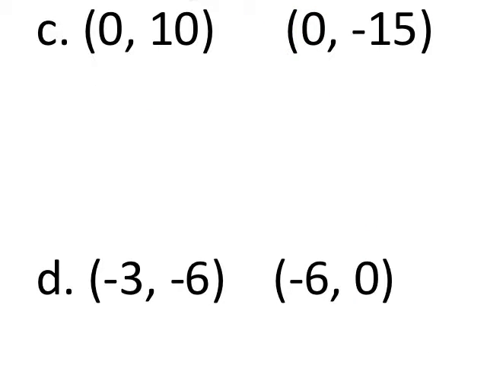Alright, on C we can see once again the x values are repeating. You can find the slope if you want. The slope is undefined, so since the x is repeating, just know that it's the y-axis, where x is 0. Now if these had been switched, it would just be y equals 0. So just be aware of that, okay?